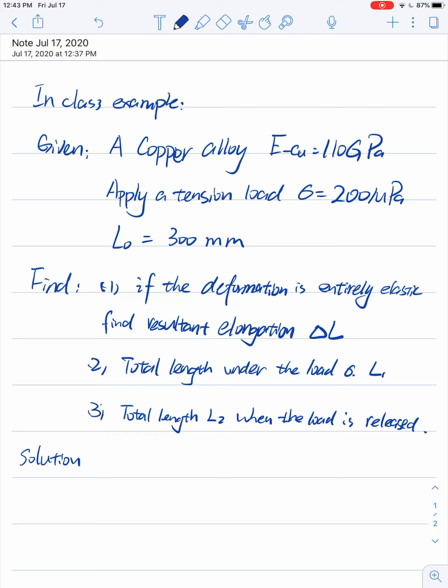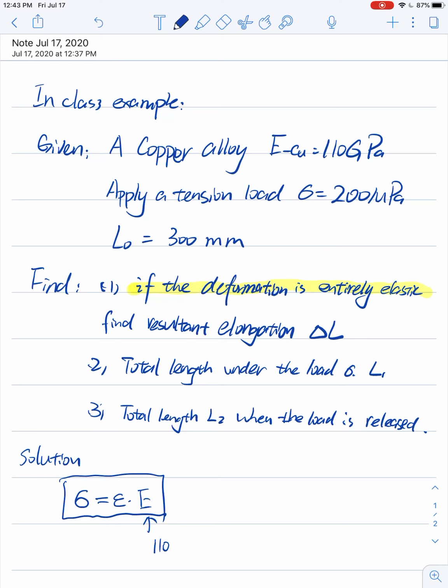Let's solve the first problem first. We want to find out what is the resultant elongation delta L. Since this assumption is very important, if the deformation is entirely elastic, that means we can apply Hooke's law. Remember Hooke's law? The stress sigma equals epsilon, that's the strain, times Young's modulus. That means if we only have elastic deformation, we can apply this equation. And in this case, we're able to apply this equation.